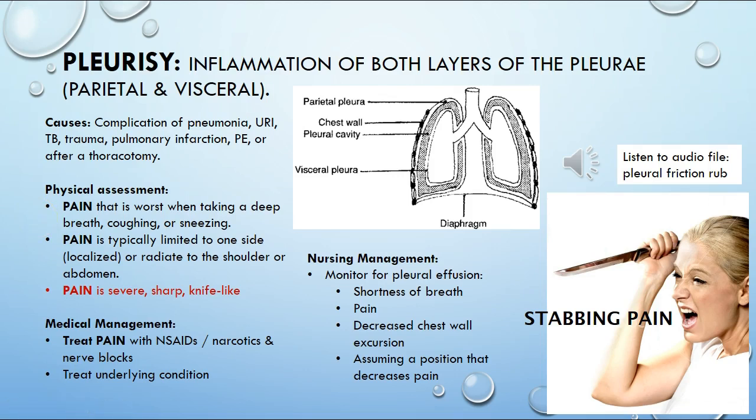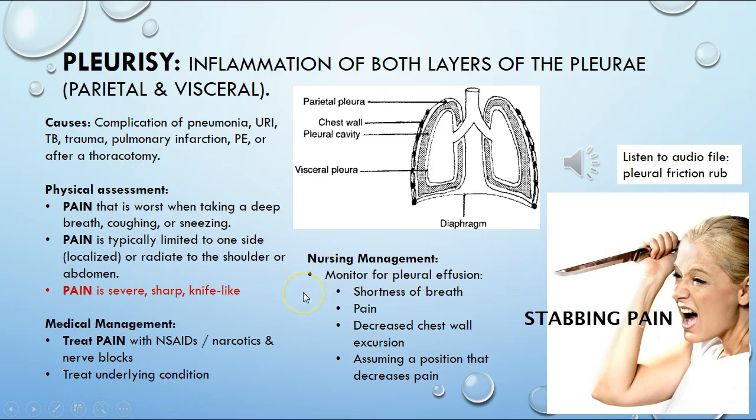It can be limited to one side or radiate to the shoulder or abdomen. The pain is severe, sharp, and knife-like. So, if a person has a lot of pain, it is difficult for them to breathe. In order to help them breathe, we want to treat their pain. Pain can be treated with NSAIDs, narcotics, and nerve blocks. And obviously, if the pleurisy is caused by another condition, treat the underlying condition.